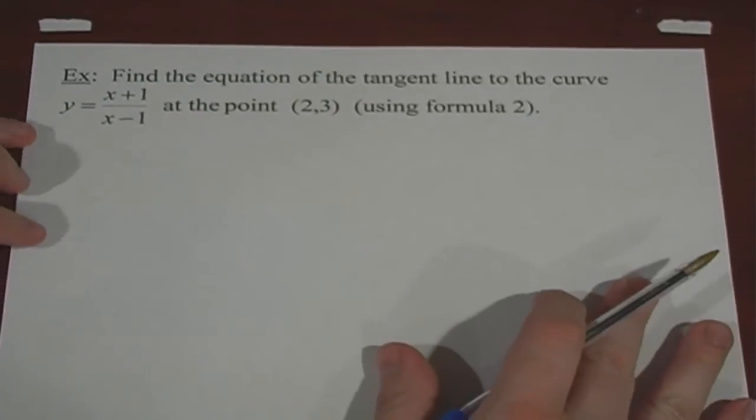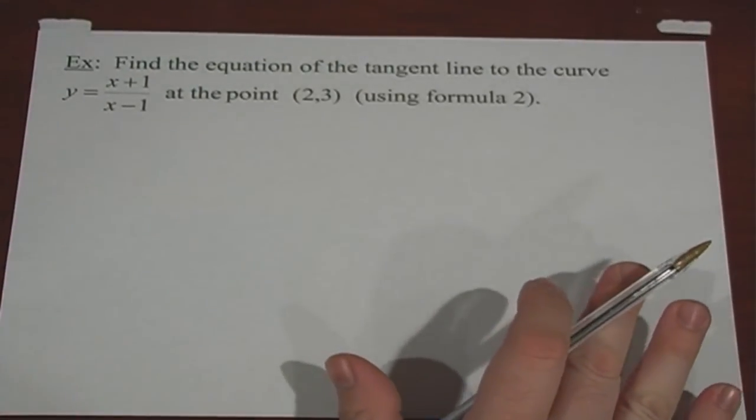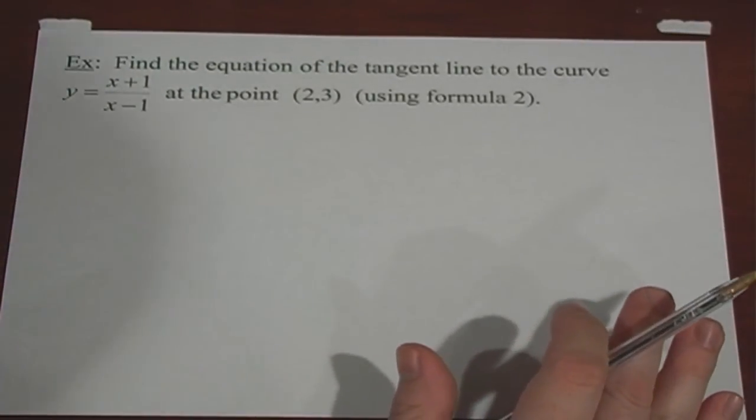But let's go ahead and use the second formula here and find the slope. Again, it says find the equation, but because I already did it once, I won't do it again. But let's find the slope using Formula 2. So if I'm going to use Formula 2, I'll remind you again what Formula 2 looked like.